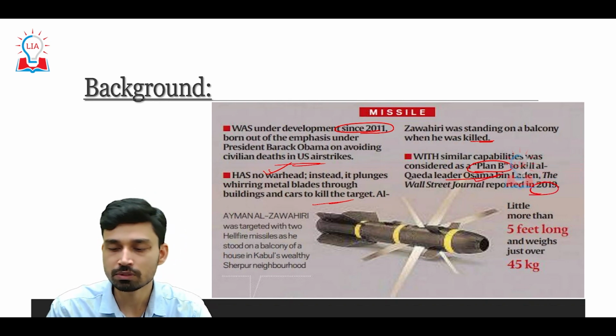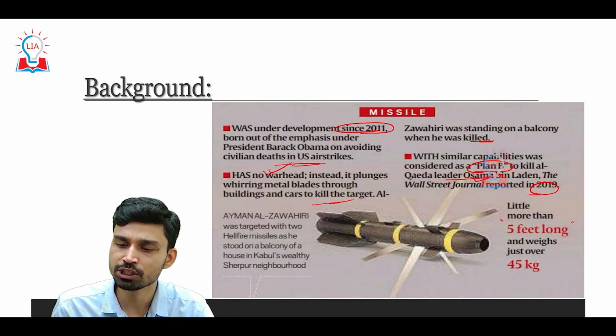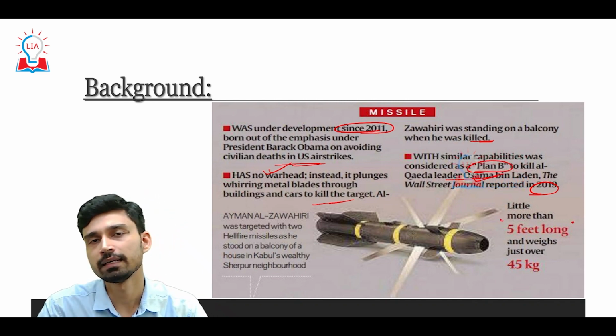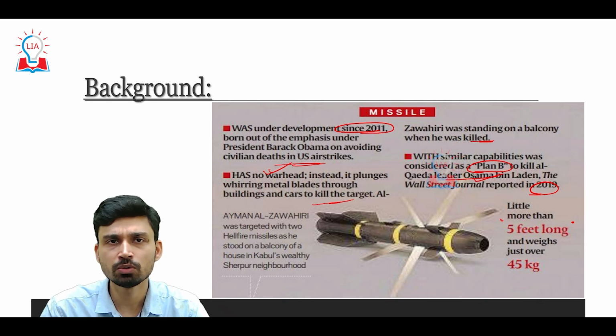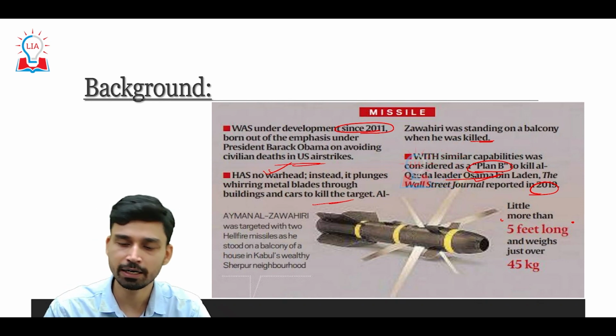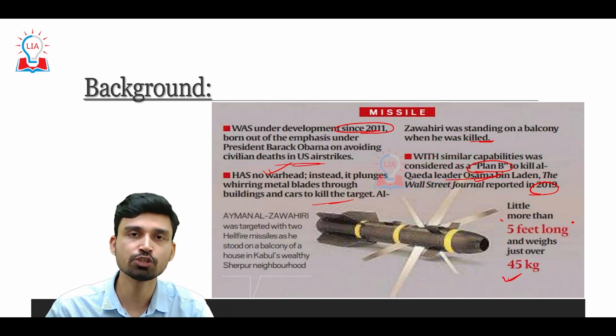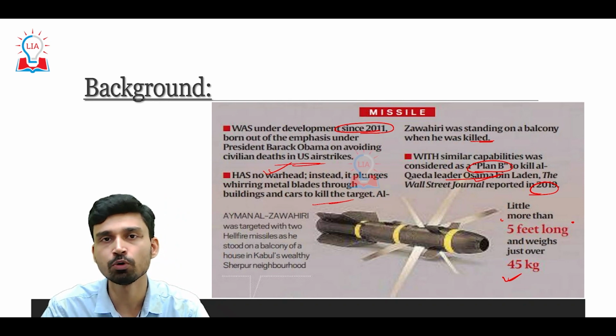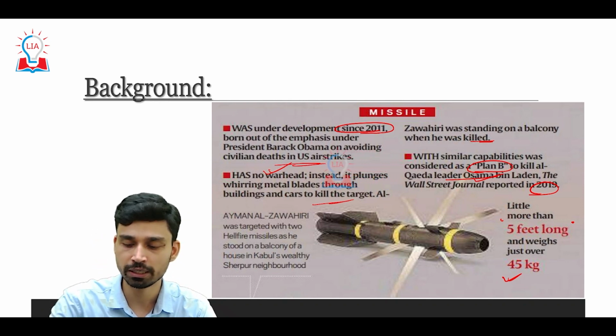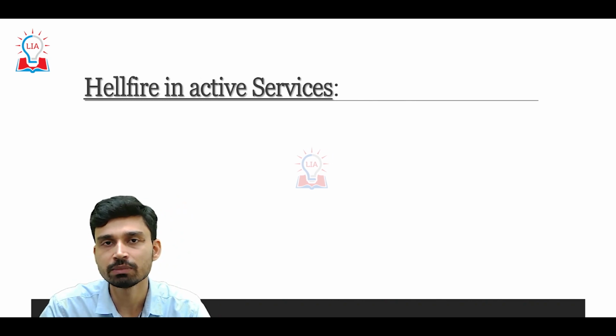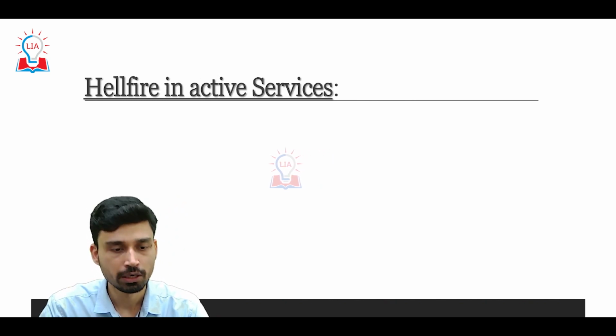If you look at the dimensions of this missile, it's not a very long missile, it's just 5 feet long. That is, we can say similar to, or slightly smaller than, the average height of a person, and it weighs just over 45 kilograms. So it is much more portable, smaller and compact in size, and that is why it is much easier to carry it even on drones.